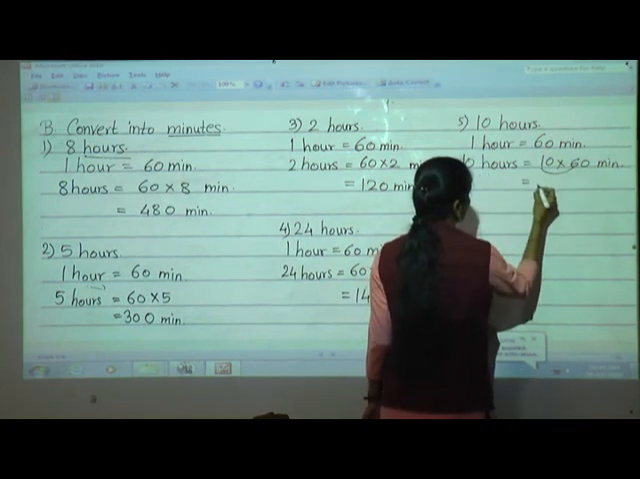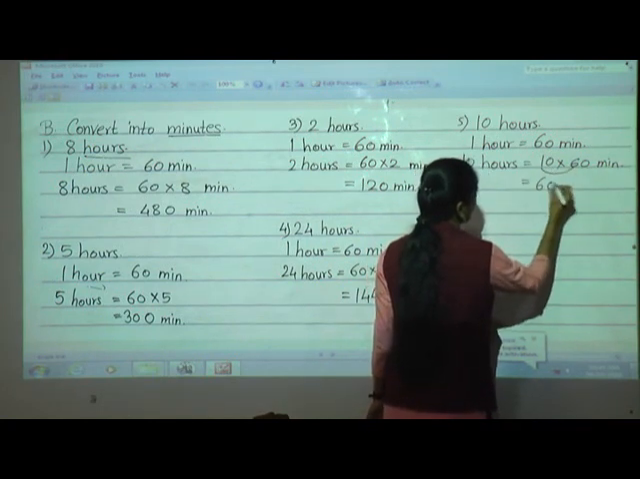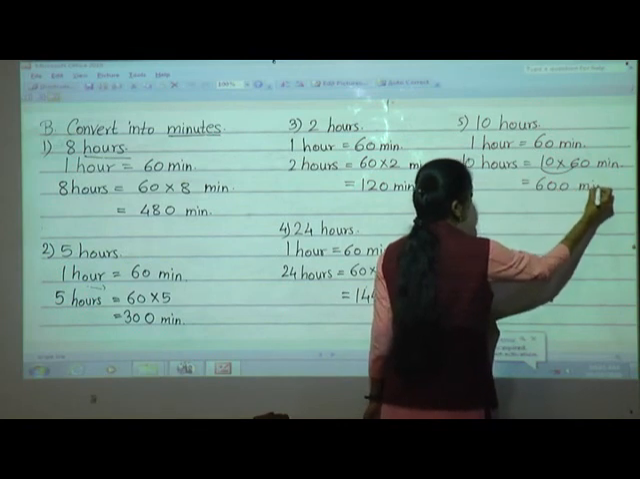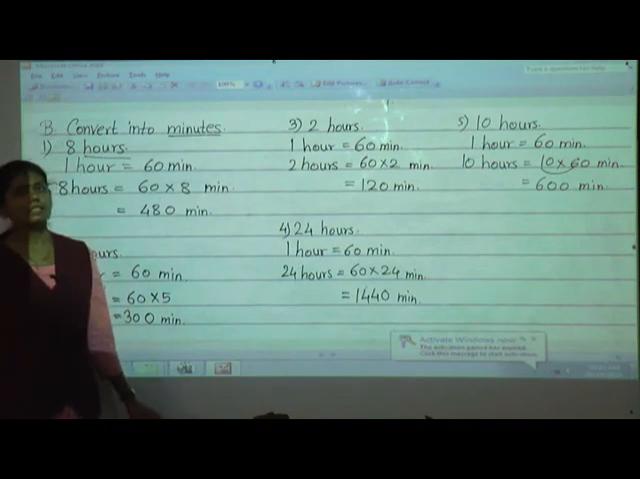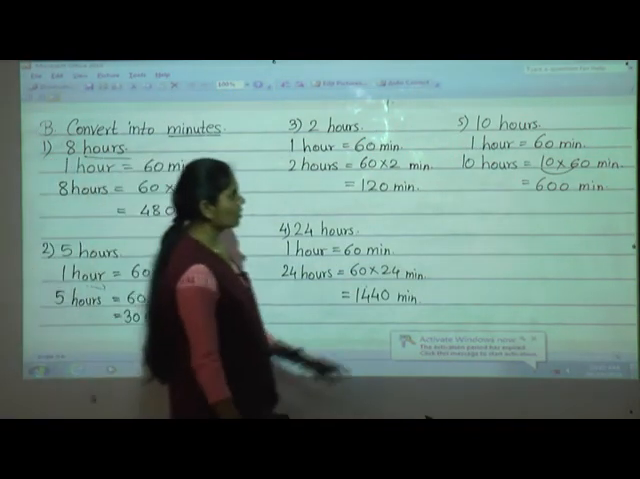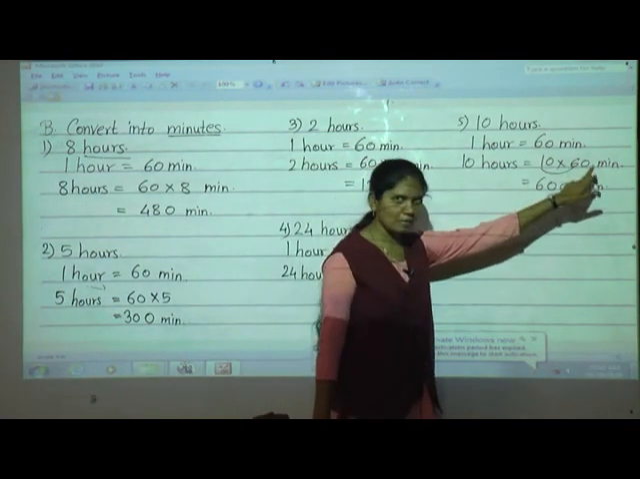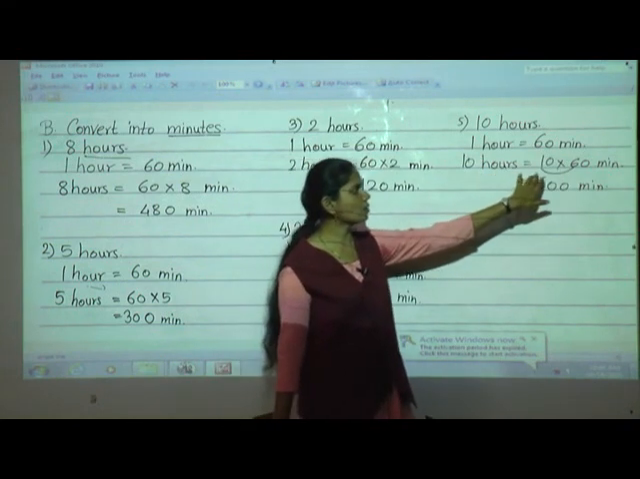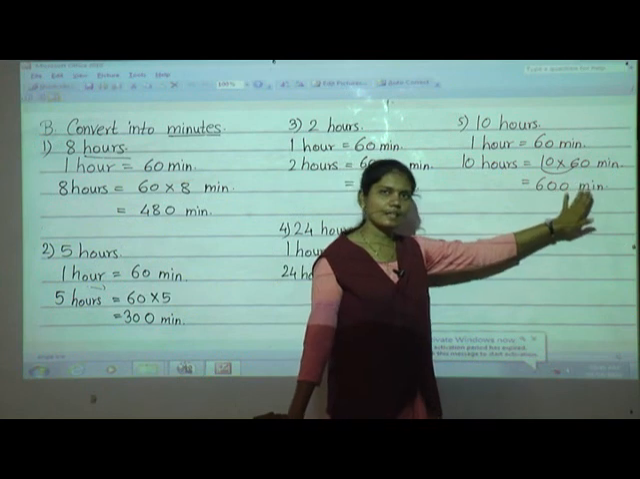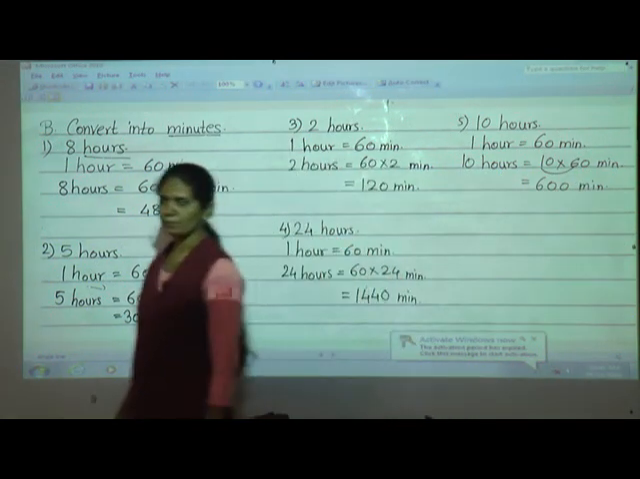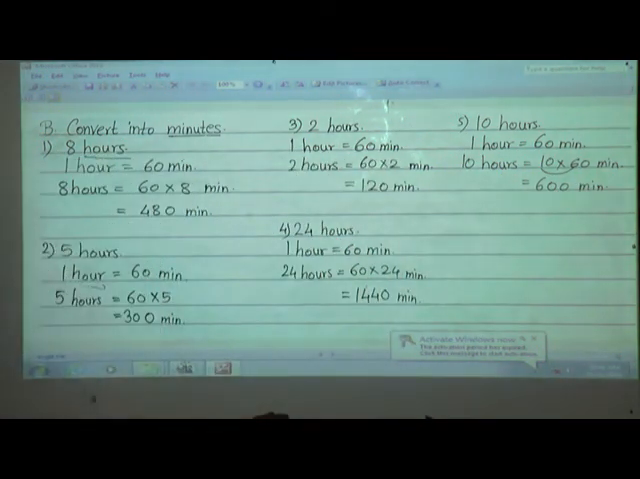So do the multiplication. Here 1 into 6, 6. Here 2 zeros are there. So simply you have to put 2 zeros. Okay. So 10 hours is equal to how many minutes? 600 minutes. Okay. 1 hour is equal to 60 minutes. So 10 hours is equal to 10 into 60 minutes. 10 into 60, 600 minutes. Understood? Okay. Now next example.